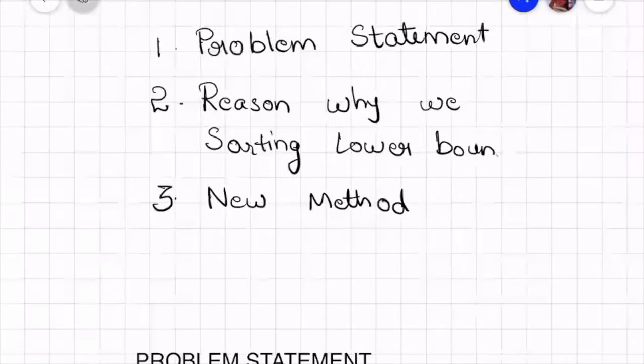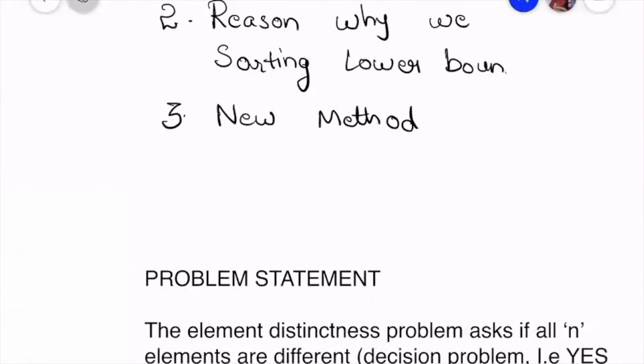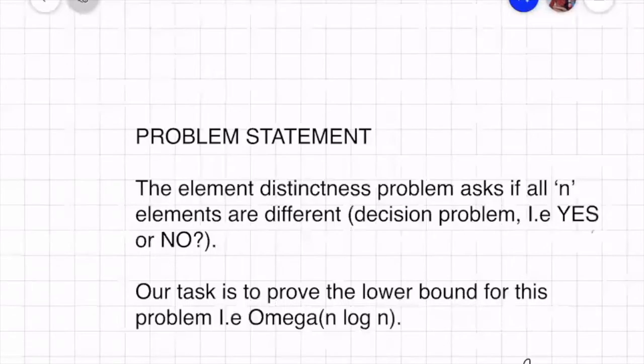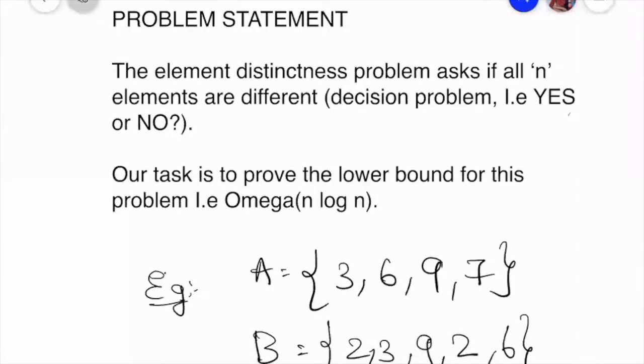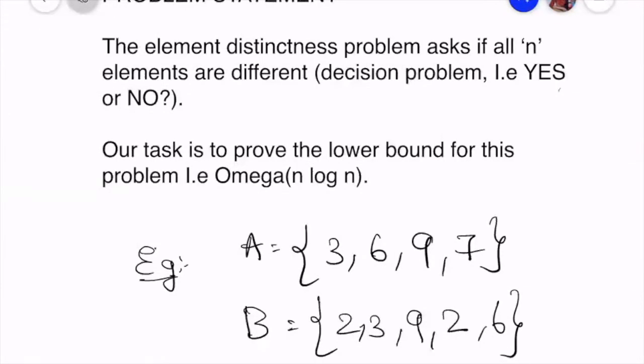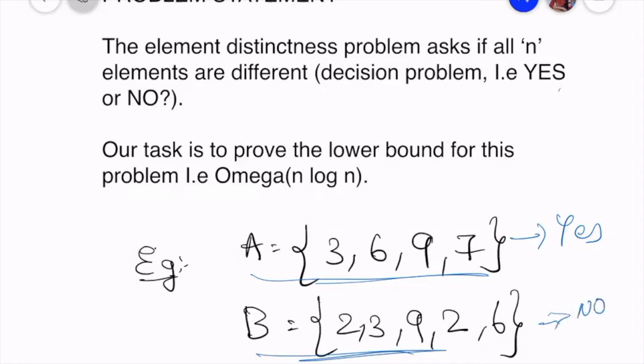So first, let us see the problem statement. The element distinctness problem asks if all the elements are different. If so, my answer should be yes, or else it should give an answer of no. So let's consider if we pass this array into our algorithm, the answer should be yes because the elements in the array are distinct. If I send the B array into my algorithm, my answer should be no because an element is repeating. So this is our problem statement.